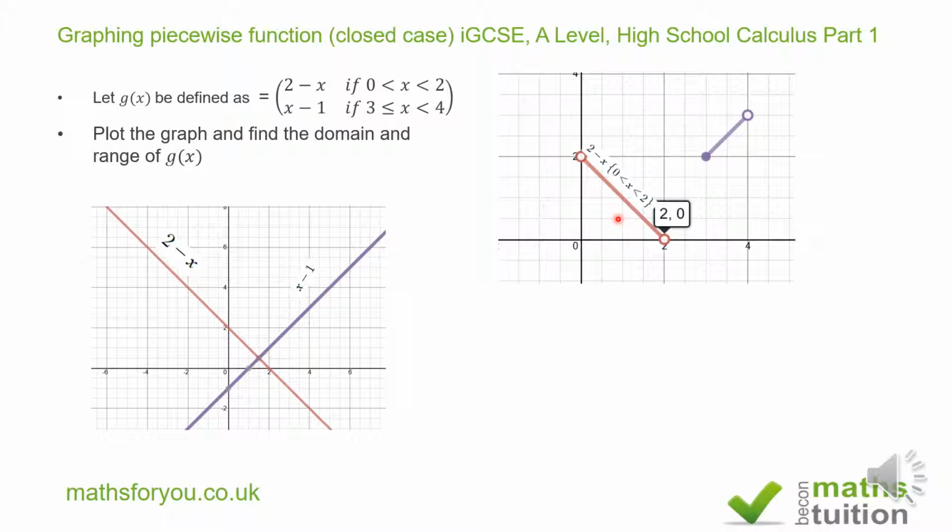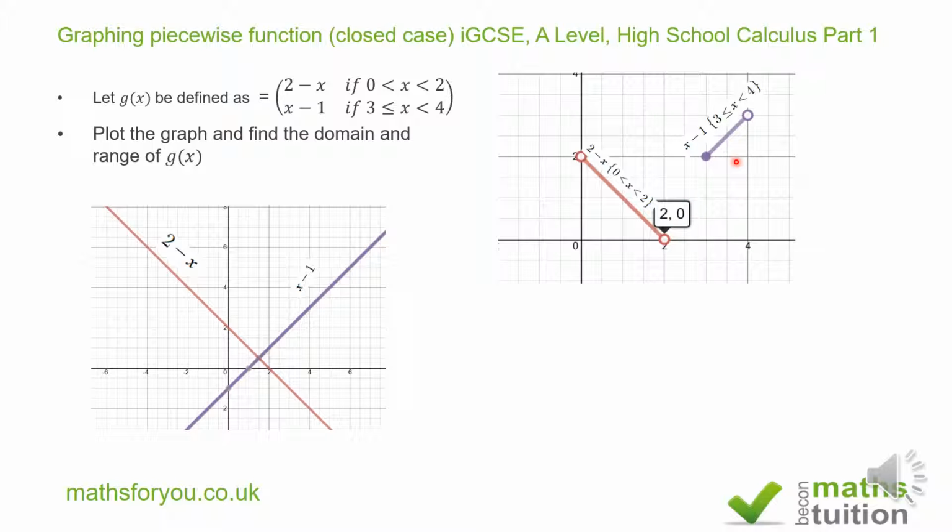Now for the brown graph, we know that x is greater than 0 but not equal to 0. So when x is 0, y is 2, and at the point 0, 2, the circle is open. Similarly, when x is 2, y is 0. Again, we have an open circle because x is not equal to 2.